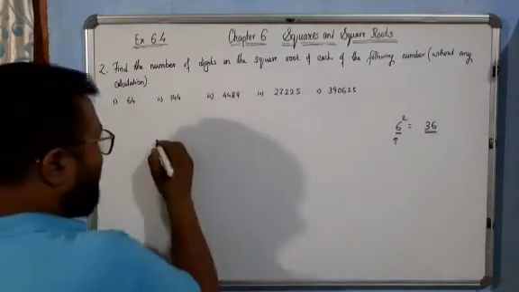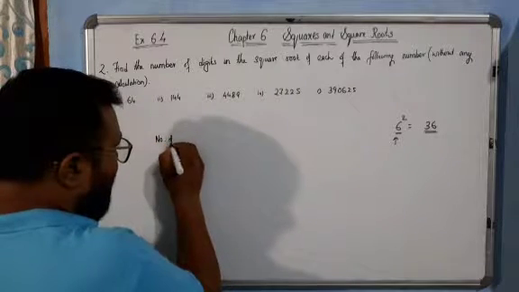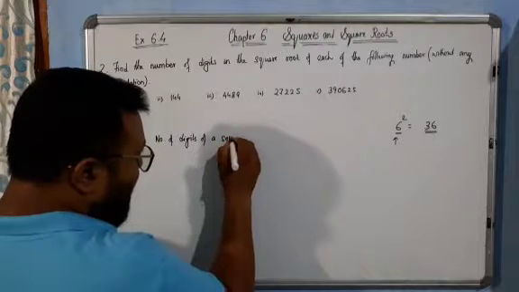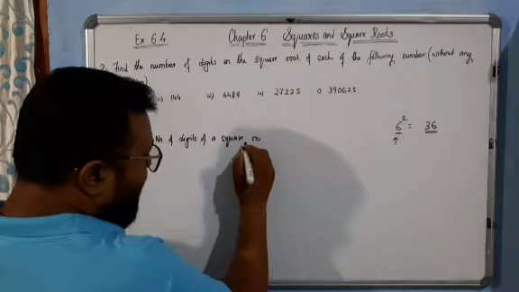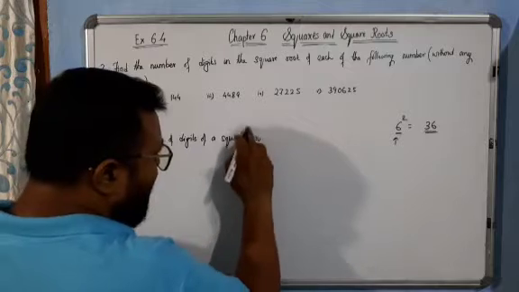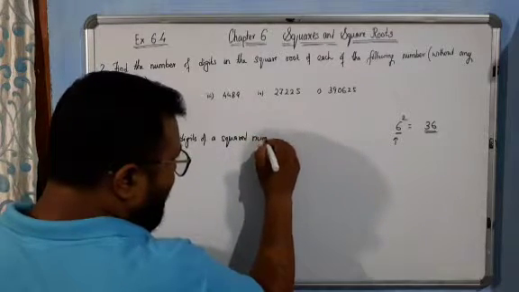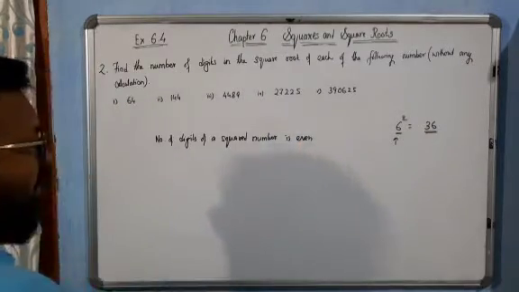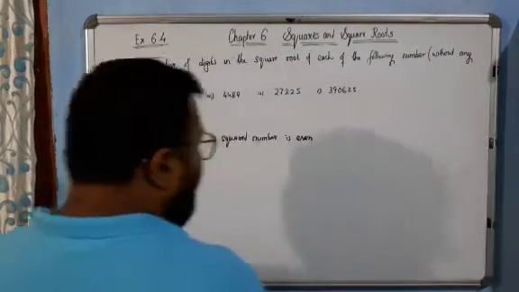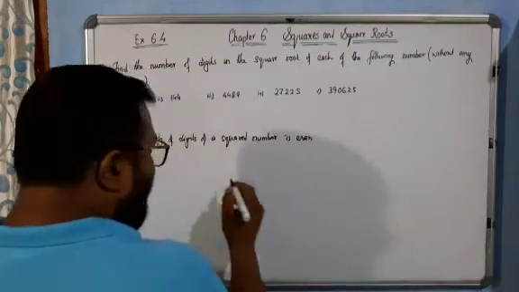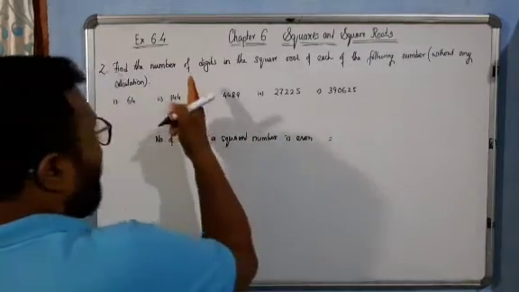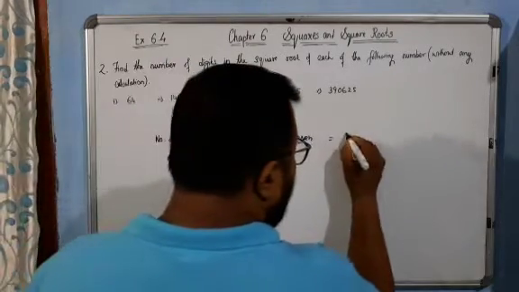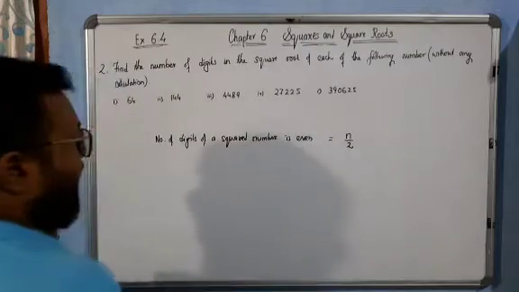See, if the number of digits of a square number, a perfectly squared number, is even, then what will happen? Then the number of digits of the square root of the number will be n by 2. Remember that.